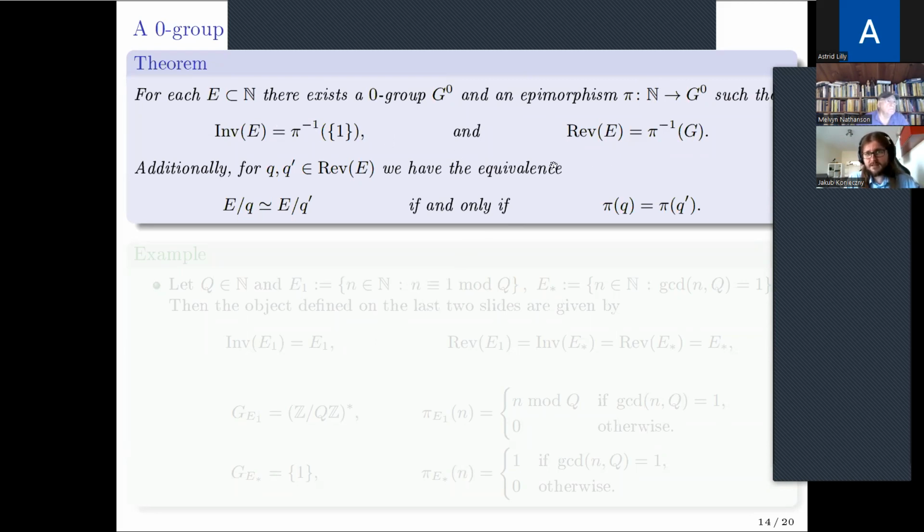And in fact, this epimorphism is totally characterized by saying that 2 elements Q and Q prime in ref map to the same point if E divided by Q and E divided by Q prime are essentially equal.